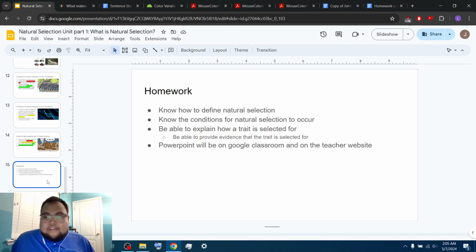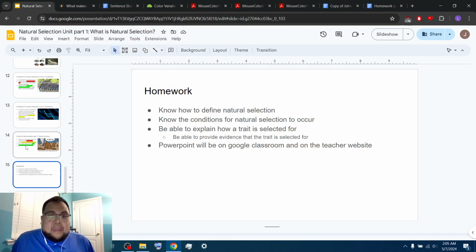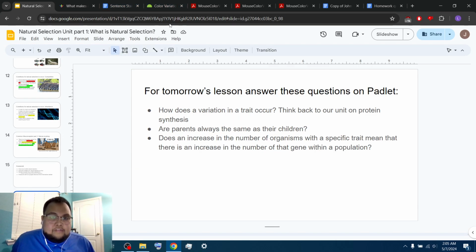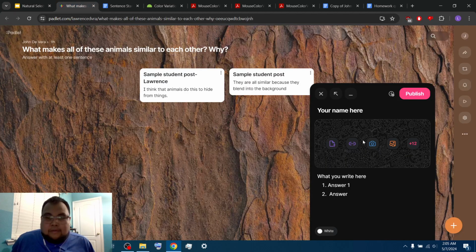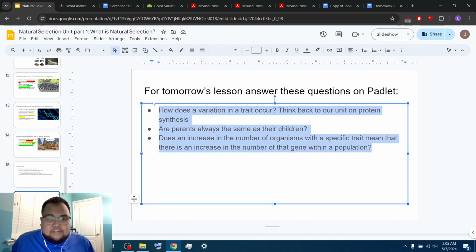So the homework the students have, they're going to have to know how to define natural selection. They're going to know those conditions for natural selection to occur and be able to explain how that trait is selected for. And then finally, students will also answer on Padlet for tomorrow's lesson as well for these questions.